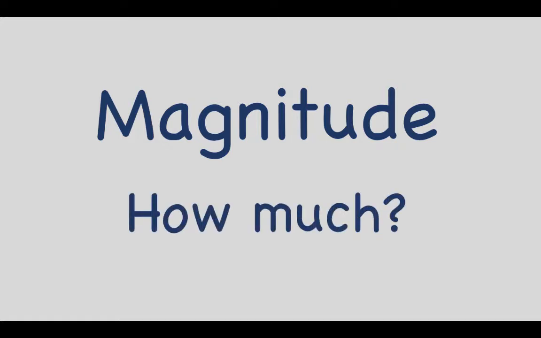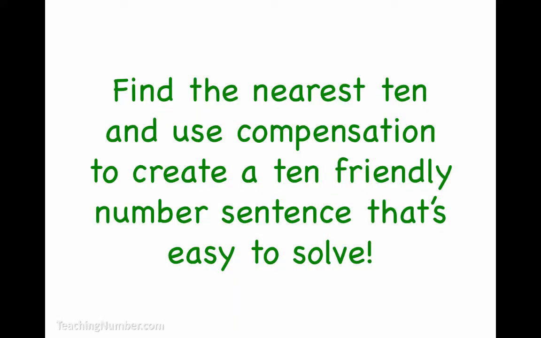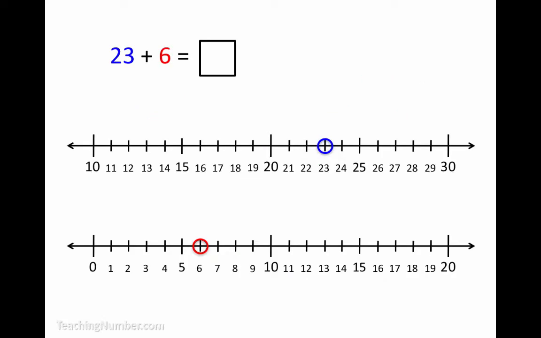Of course, we also want to model adding one digit to two digits in terms of magnitude, or how much. And this gives us a perfect opportunity to use the commutative property by finding the nearest 10 and using compensation to create a 10-friendly number sentence that is easy to solve. For example, what is the nearest 10 in the problem 23 plus 6?